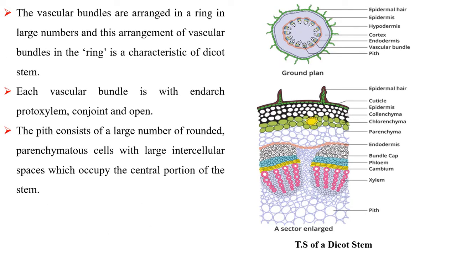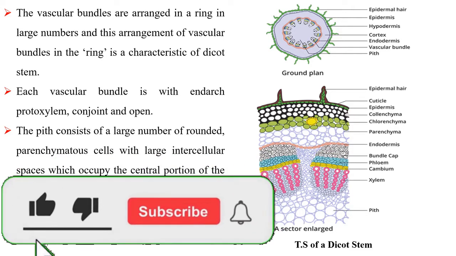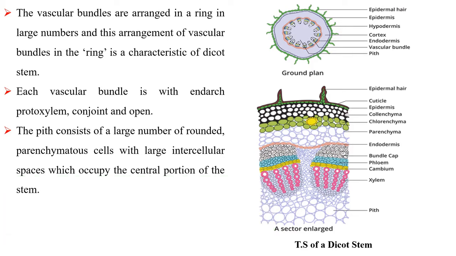The vascular bundles are arranged in a ring in large numbers and this arrangement of vascular bundles in a ring is a characteristic of dicot stem. Each vascular bundle is conjoined and open, with endarch protoxylem. The pith consists of a large number of rounded parenchymatous cells with large intercellular spaces which occupy the central portion of the stem.